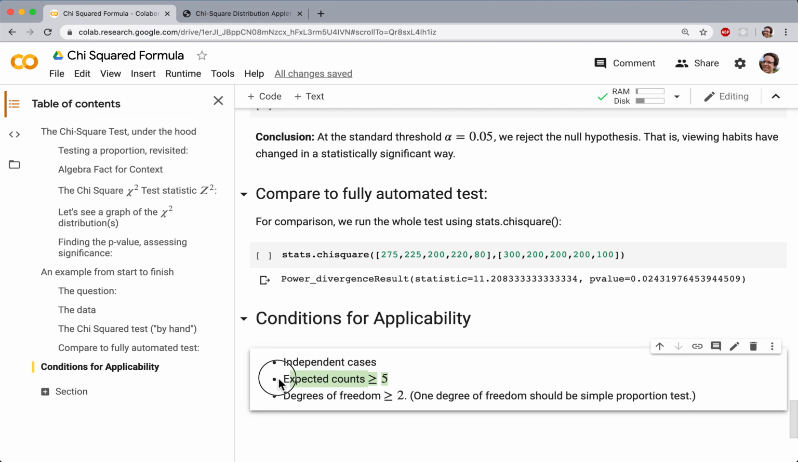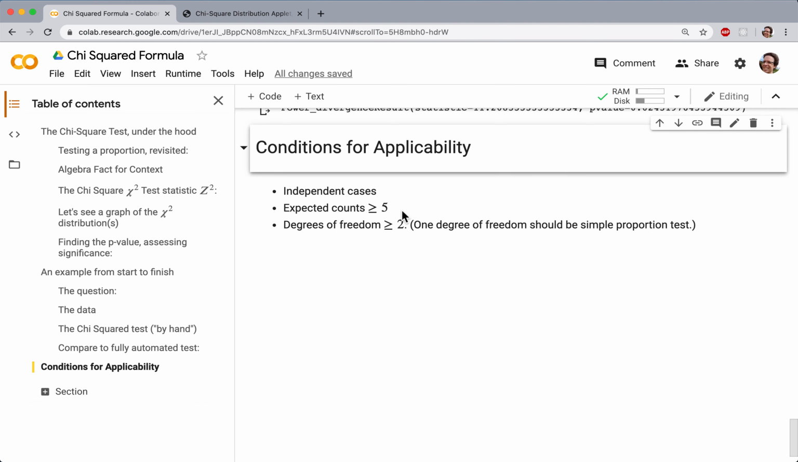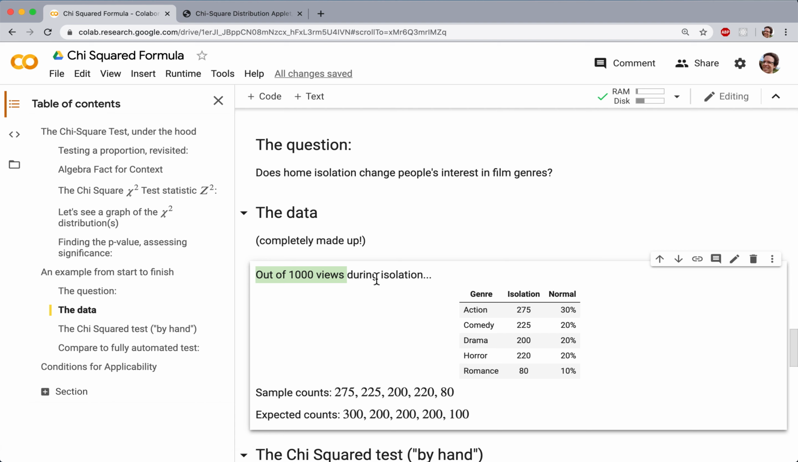You need to have enough data so that the expected counts are at least 5, right? In this particular case, the expected counts were more than 100. If you have so little data that the expected counts are only like 2 or 3, then you can't really trust the chi-squared test to give you the right answer. So you should have enough data that the expected counts are at least 5. The cases should be independent. So in the context of Netflix, this should not all come from one person, for example. At least, I hope not if it's 1,000 views. But in any event, this should not all come from one person.